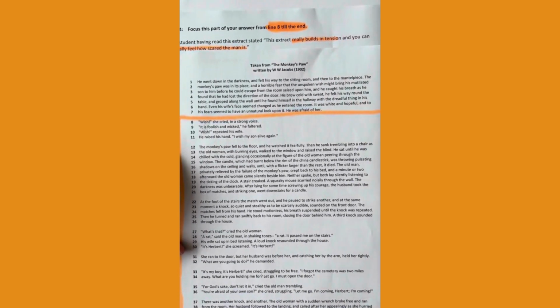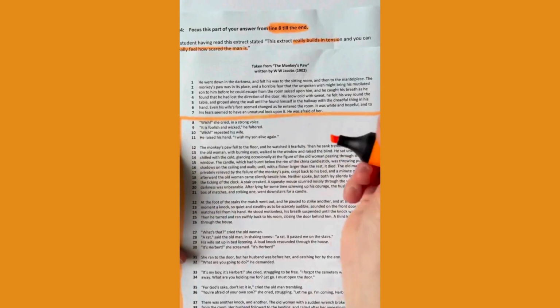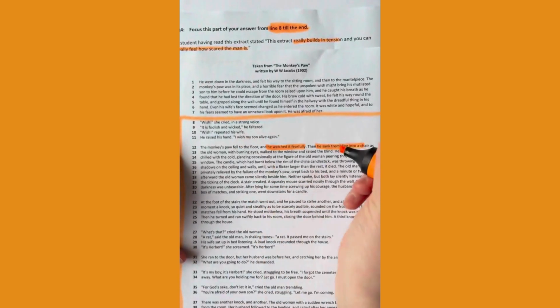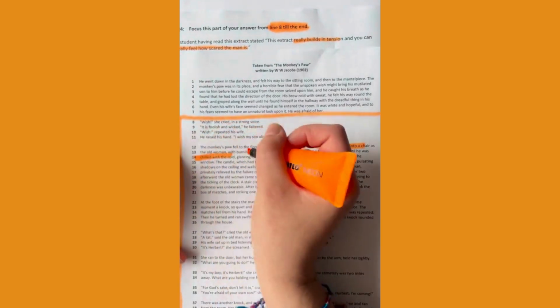You are looking for anything that builds tension, anything that shows how scared the man is. So if we go to this section, we should be able to find a few things that show that he is scared. And as I said, I'm only going to do a few of them and I'll show you the process. So you read it through line by line as you normally would, and you start again to highlight anything that you could possibly link to that question.